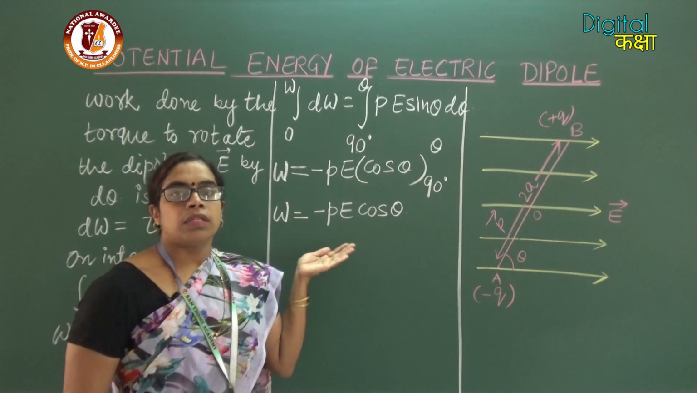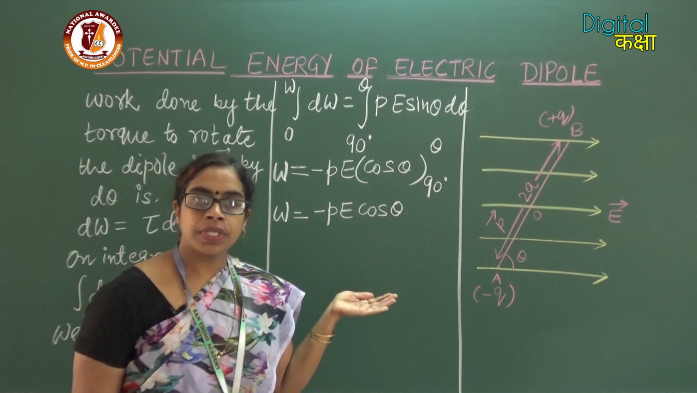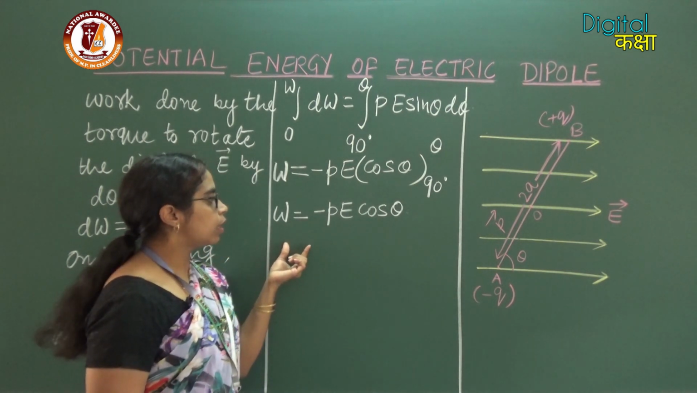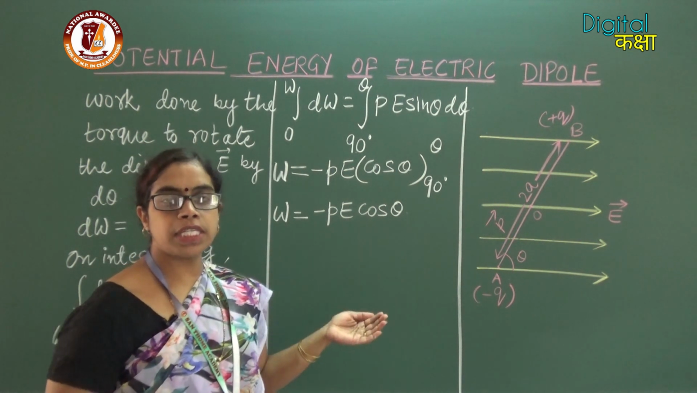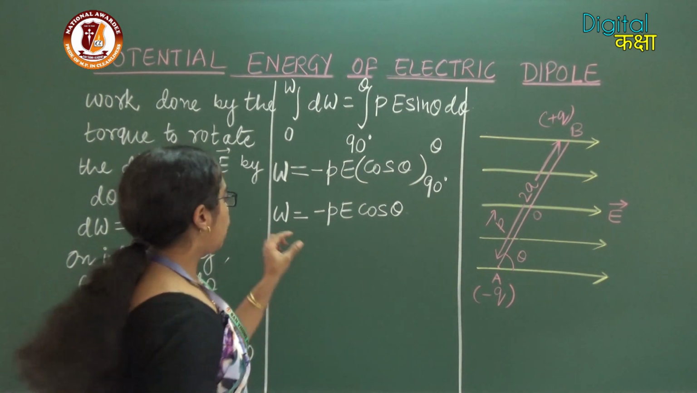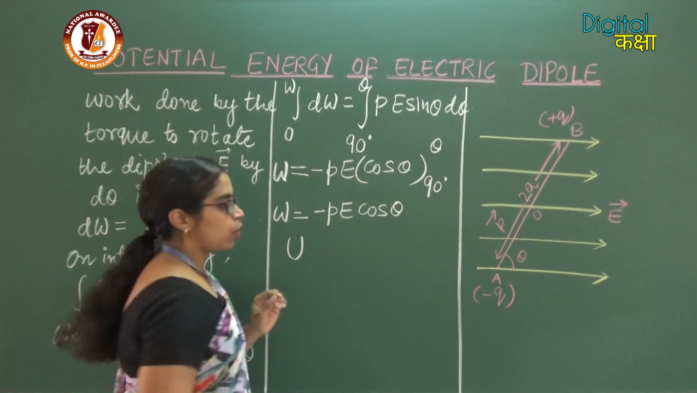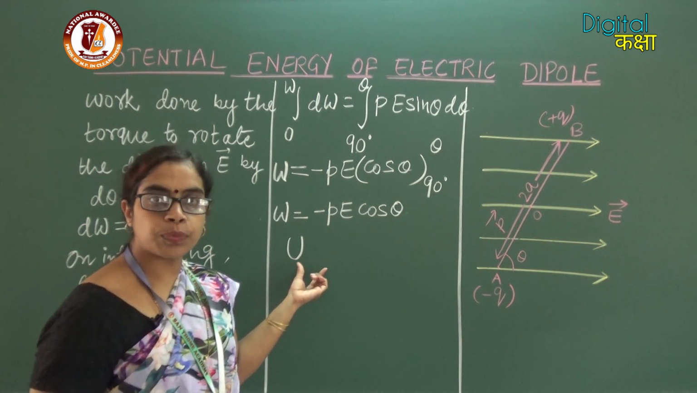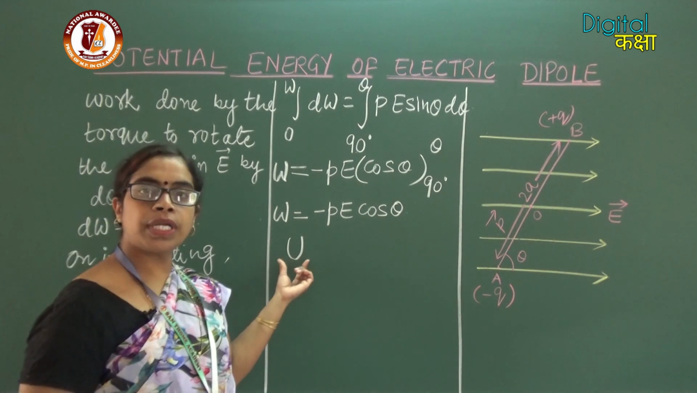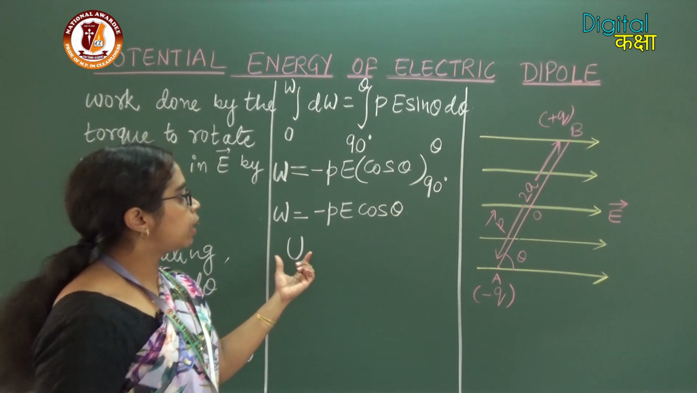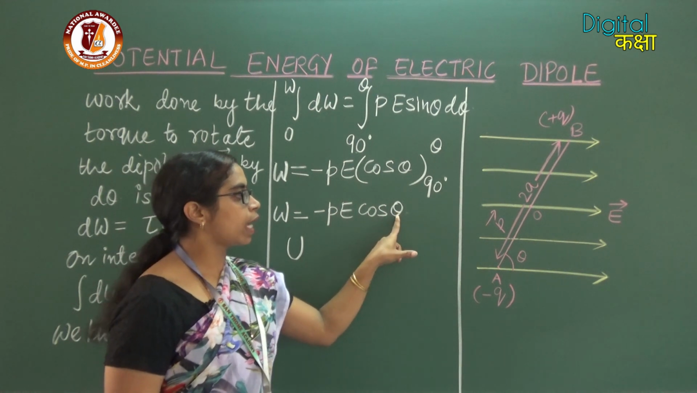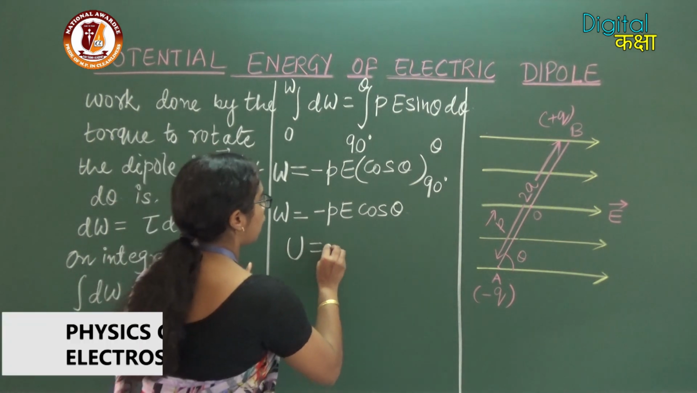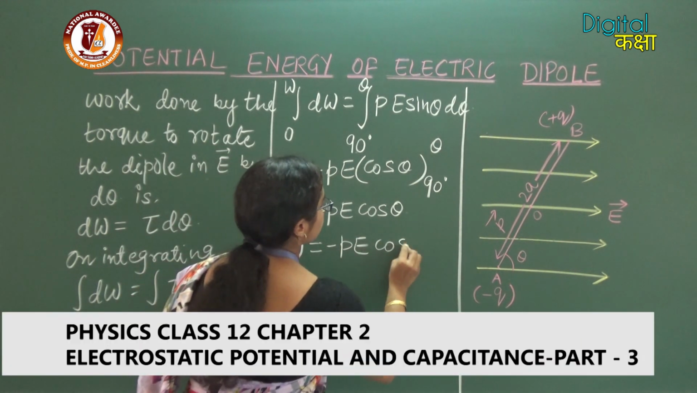Since work done and potential energy are dimensionally the same quantities, in the further step the work done can be replaced by the potential energy, which is represented by U. Hence the formula for the potential energy U when the dipole is kept at any specific angle theta, as in the diagram, is given by the formula U = minus PE cos theta.